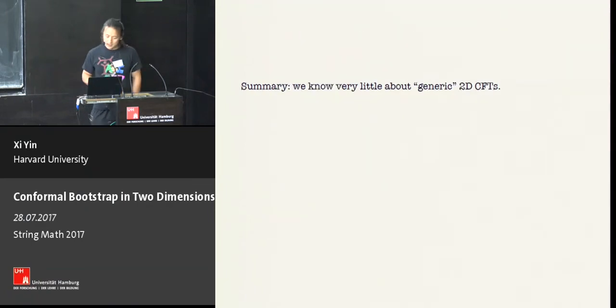Okay, so let me summarize. The gist I want to convey is that actually, despite a huge amount of knowledge that has been accumulated about 2D CFTs, we still know very little about the generic 2D CFT, which you might assume to be compact, unitary, with no actual conserved symmetry, with no actual enhancement of symmetry beyond Virasoro, and almost no such example.